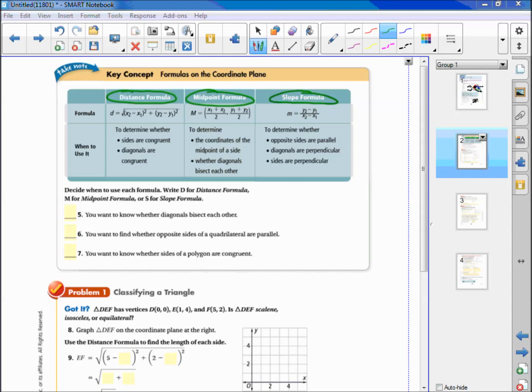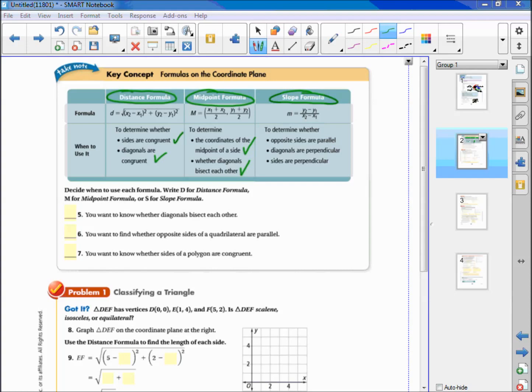So when will we use the distance formula? We use the distance formula to decide if sides are congruent or if diagonals are congruent. This will help us for our polygons that are graphed on the coordinate plane. When will we use the midpoint formula? We determine if the coordinates of the midpoint of a side or whether diagonals bisect each other, because when they bisect, they split at the midpoint.